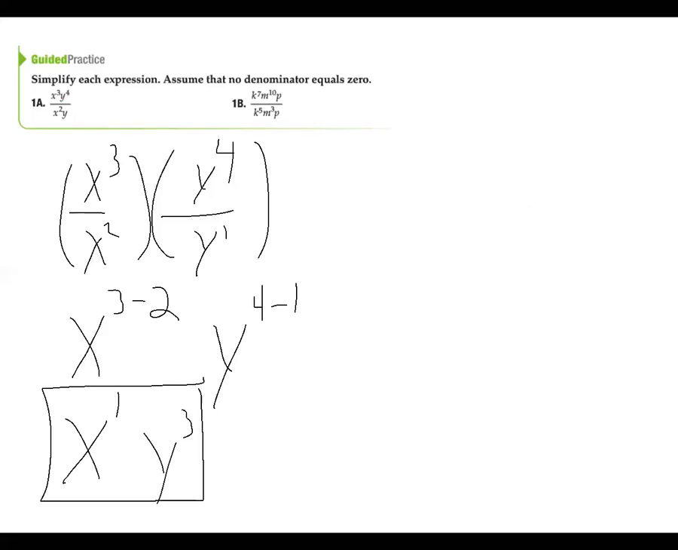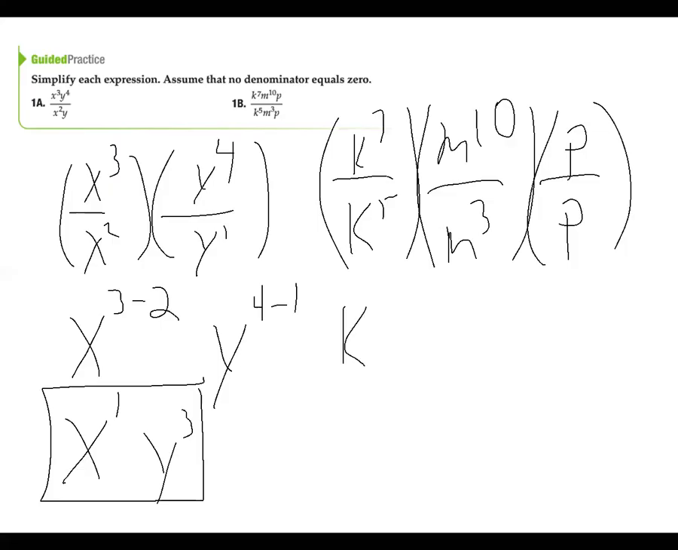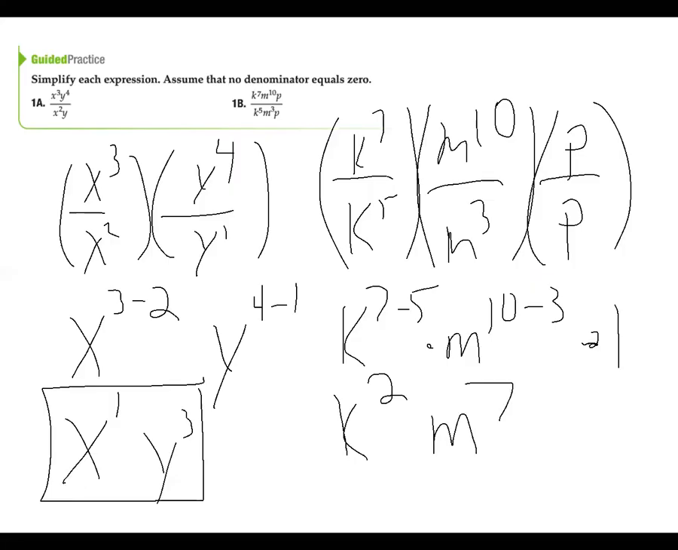The next one I can write as k to the 7th over k to the 5th times m to the 10th over m cubed times p over p. So you'd have k to the 7 minus 5 times m to the 10 minus 3 times, what's p over p? They just cancel each other out. It's technically understood to be 1. That's a multiply right there. So you would have k to the 2nd, m to the 7th times 1, or just k squared m to the 7th. Pretty cool stuff there.